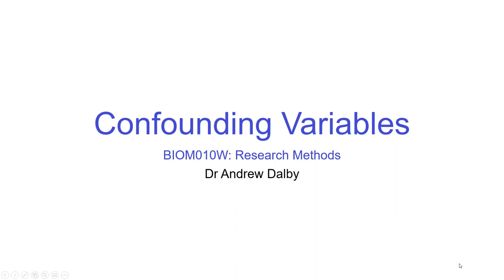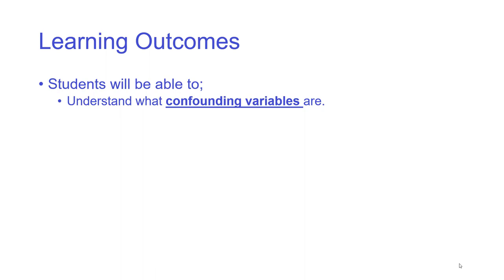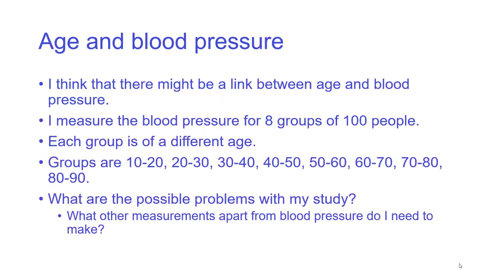The last thing I want to introduce in this first week is confounding variables. So it says, I want you to understand what confounding variables are. The problem is, they are challenging to understand, and they really depend on critical thinking and you thinking around the problem. So let's do an example problem.